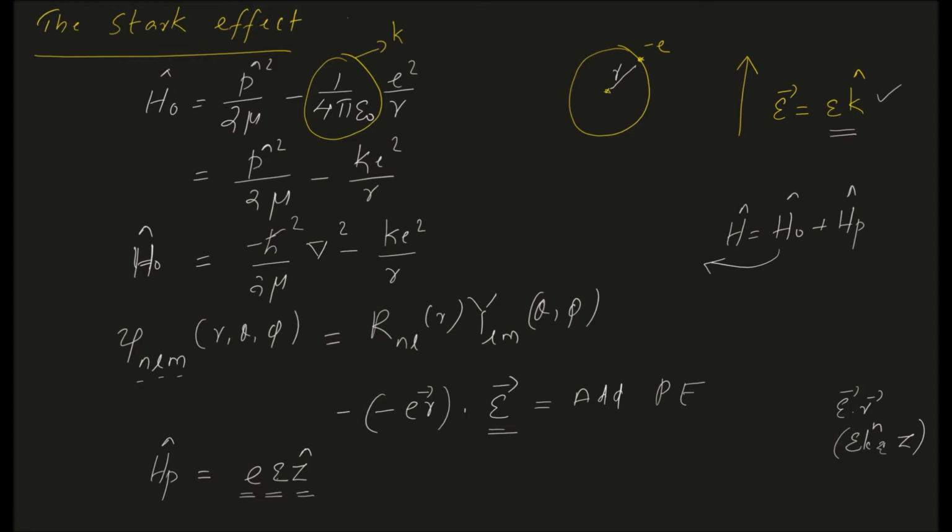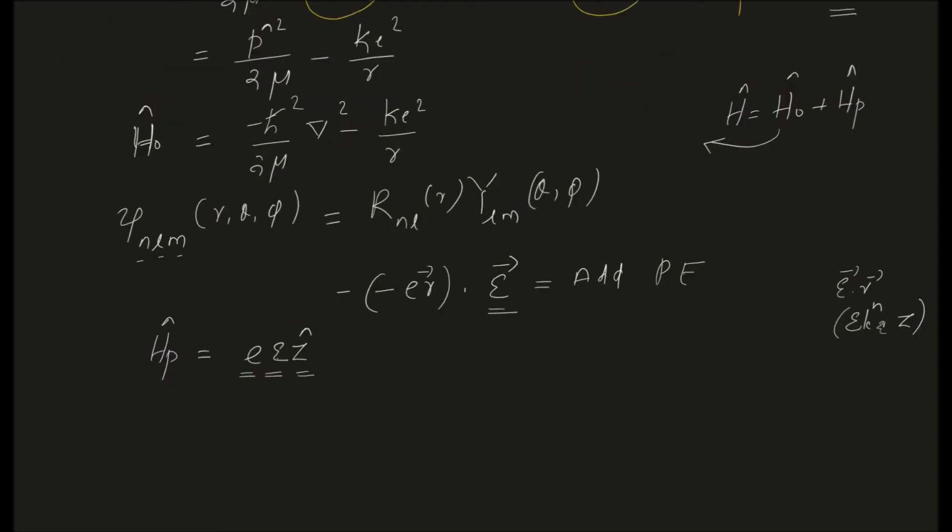It should not be confused with the unit vector. This is the Z direction, meaning the position or the distance along the Z axis. So the total Hamiltonian of the system is now given by H equal to minus ħ² by 2μ ∇² minus k e² by r plus eE into Z.